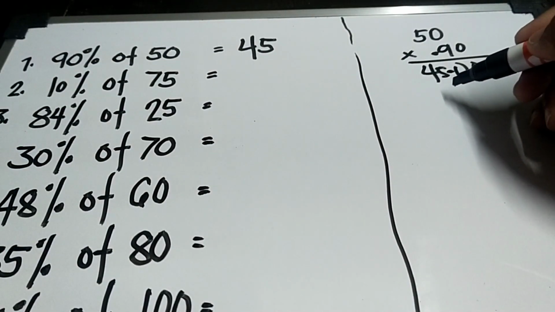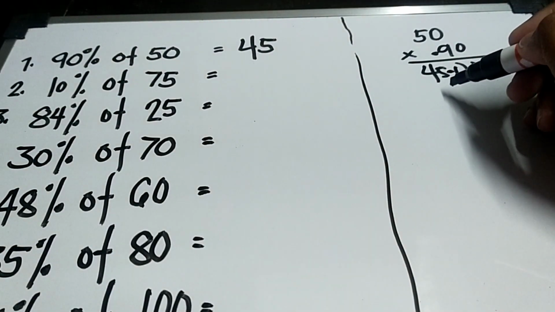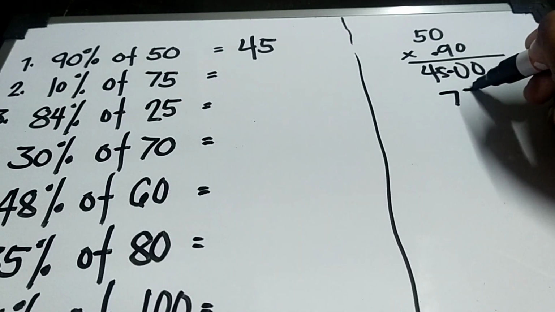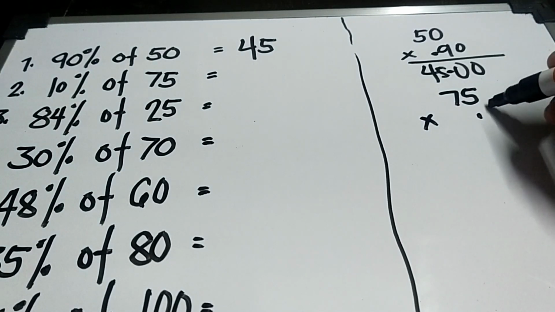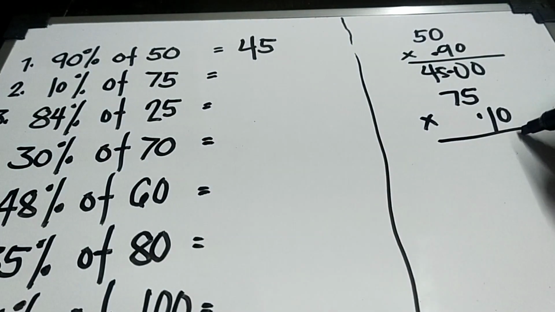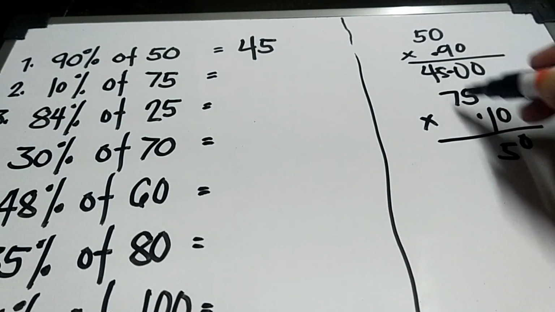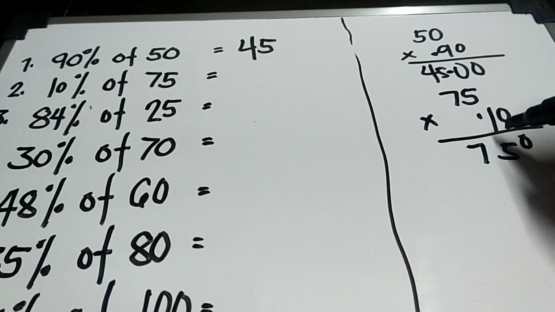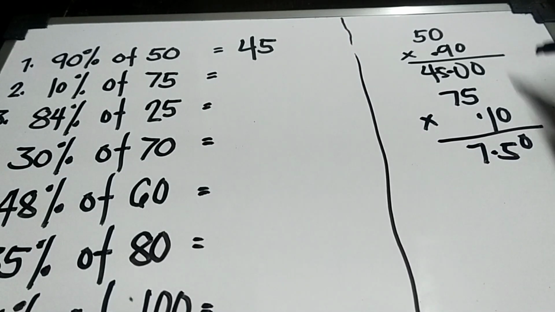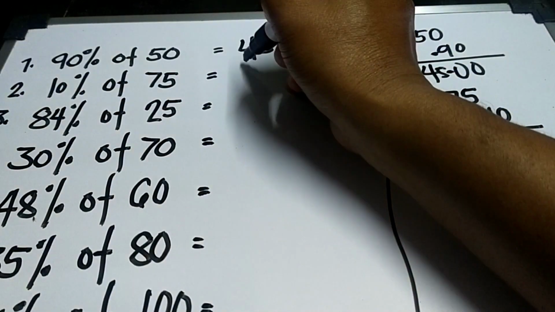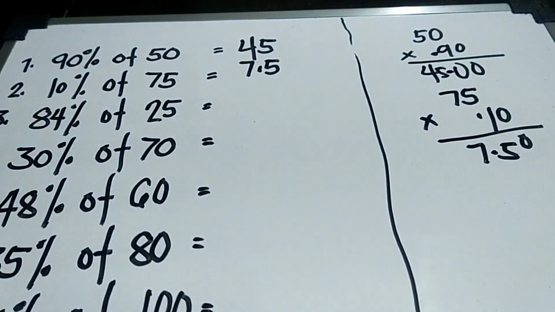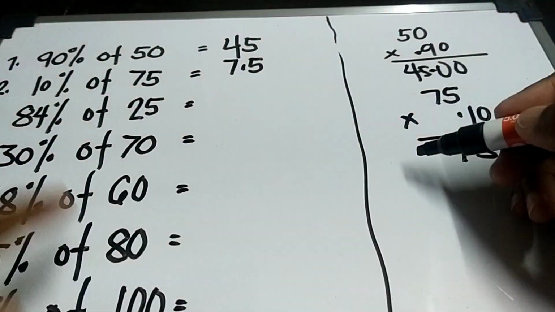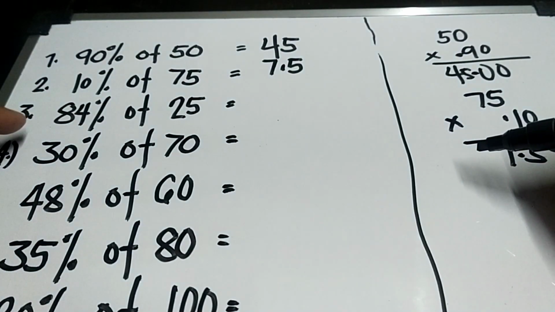Okay, so number 2, 10% of 75. So 10% of 75 times 0.10. We multiply, and therefore this is equal to 7.5.